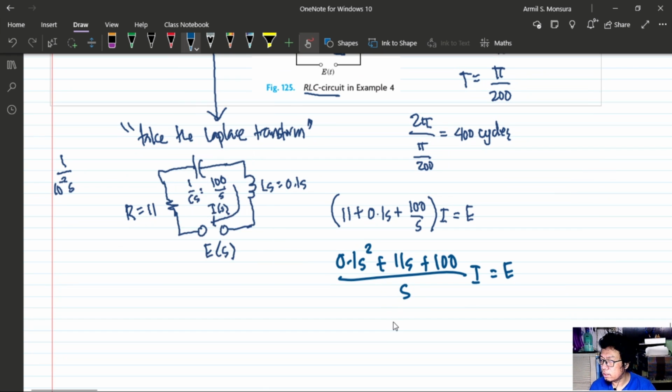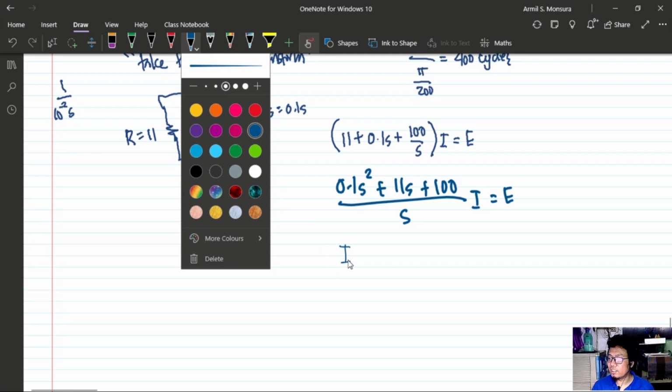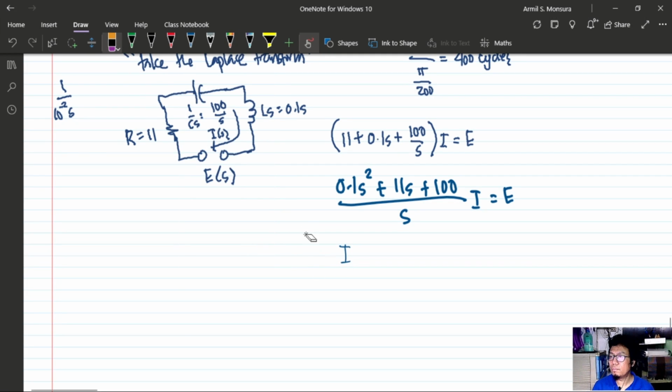I'll try to use this. Now let's have I here. So let's have I here equals s over 0.1 s squared plus 11 s plus 100.